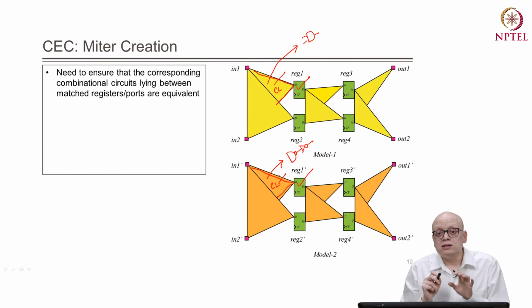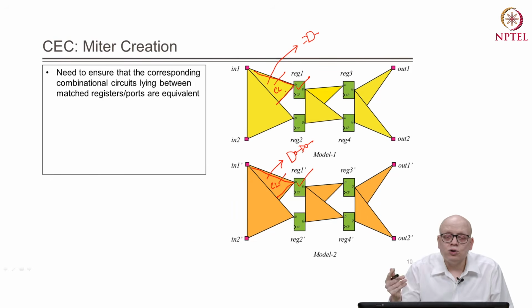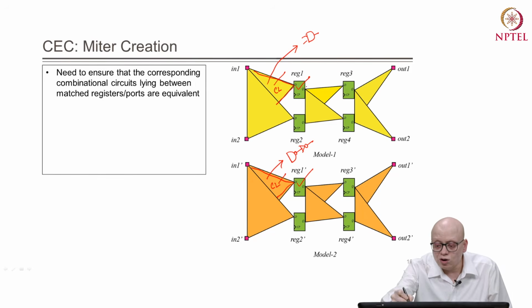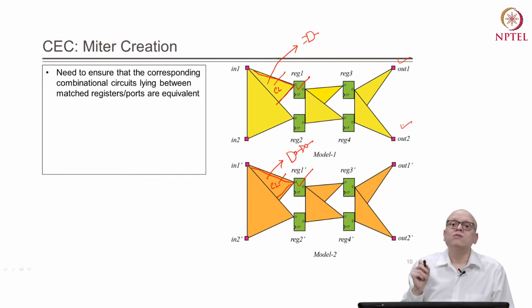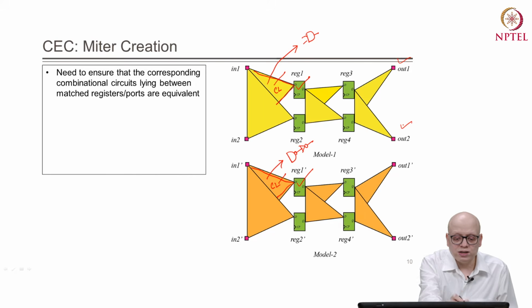After establishing the correspondence of the state elements and ports, the next task is to ensure that the logic cones in the fan in of the registers and the output ports are functionally equivalent. So, we need to ensure that the corresponding combinational circuits lying between the matched registers are equivalent.